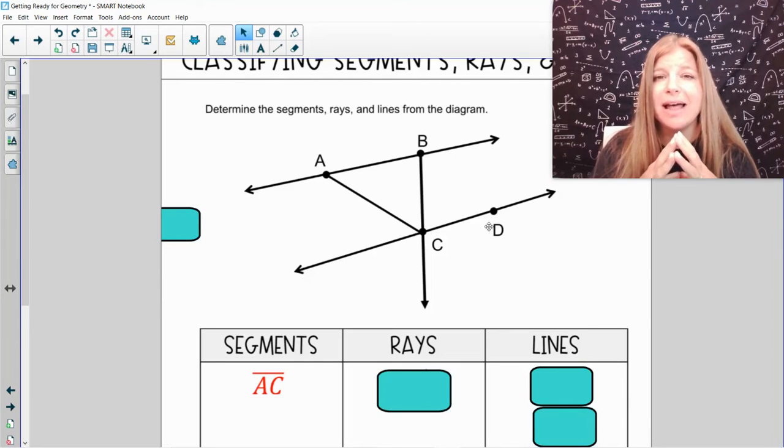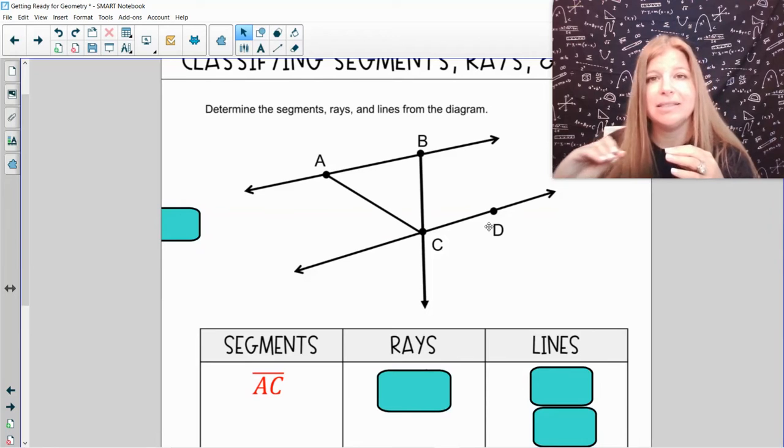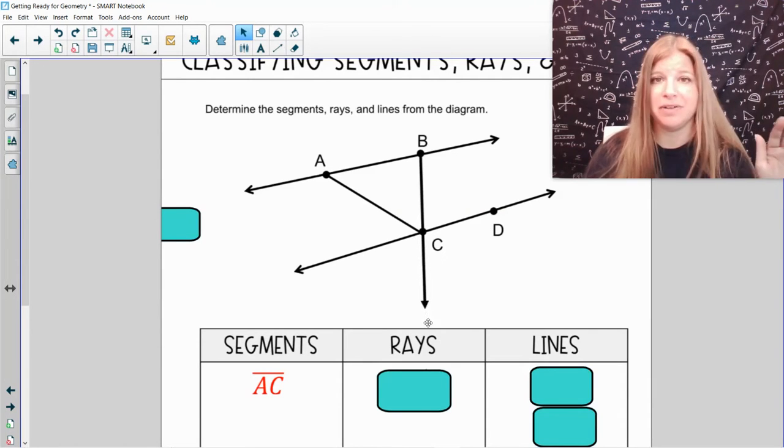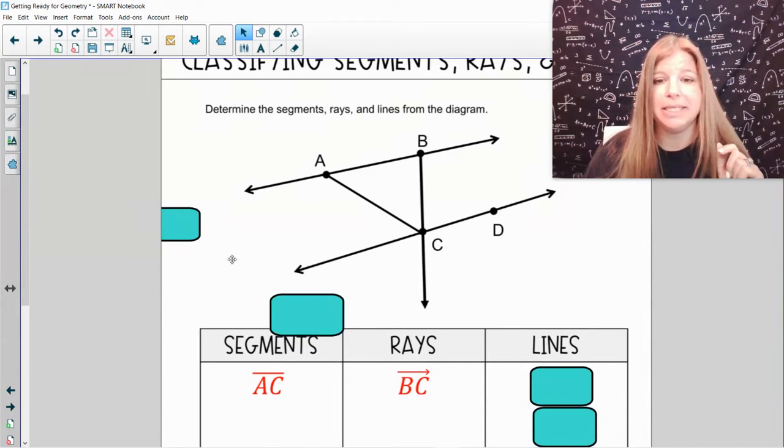A ray is a line segment. However, on one end of the segment, it does extend with an arrow. Now, I don't see A to C extending with an arrow, but I do see from point B to point C that it is extending through point C with that arrow, showing that it's going to continue indefinitely forever. I would be able to say that I see ray BC.